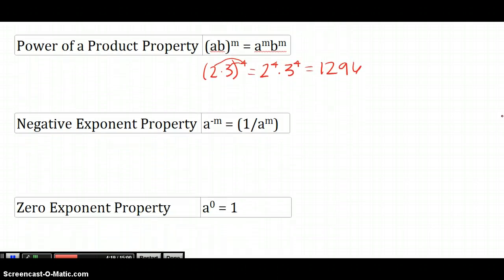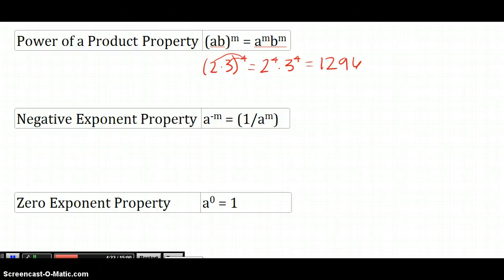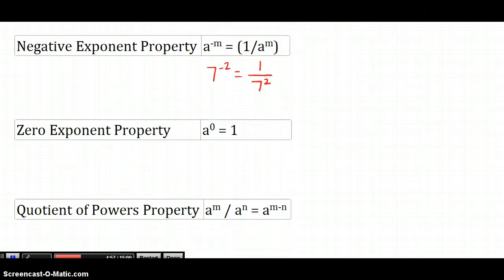The next property is the negative exponent property. This property gives you a way to make an exponent positive because a truly simplified answer has no negative exponents. So if you have negative exponents, your answer isn't simplified yet. So let's say we had 7 to the negative 2 power. If we have a negative exponent, what we can do is just flip it and put it over 1. And that makes your exponent positive. So this would be fully simplified. So if you have a negative exponent, just flip it, put it under a 1, and make your exponent positive.